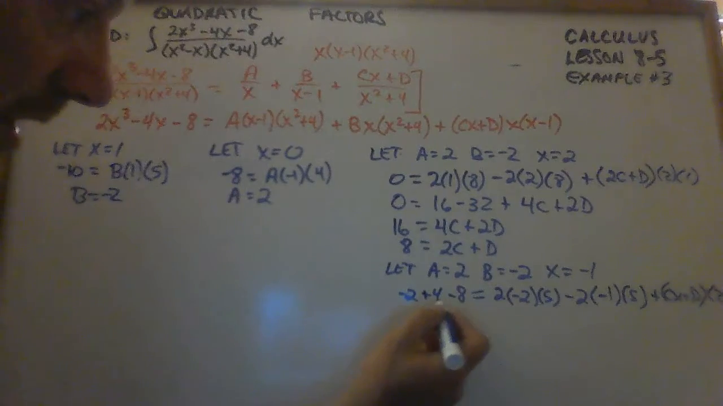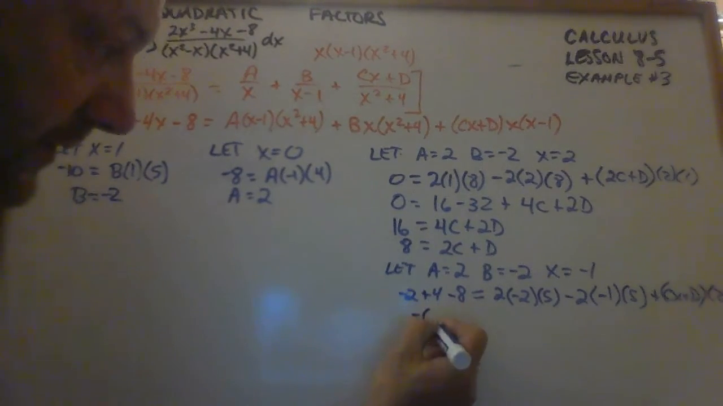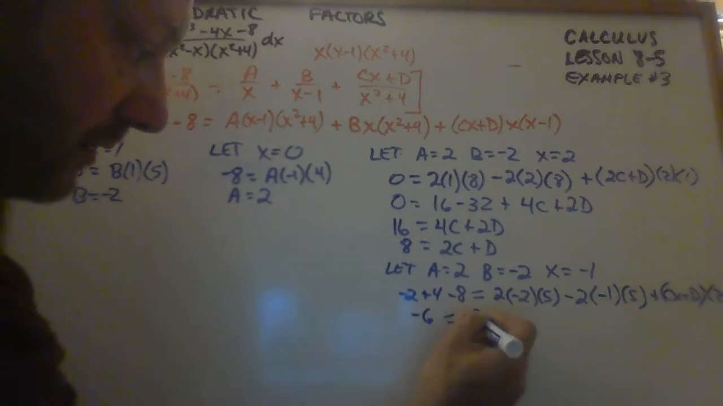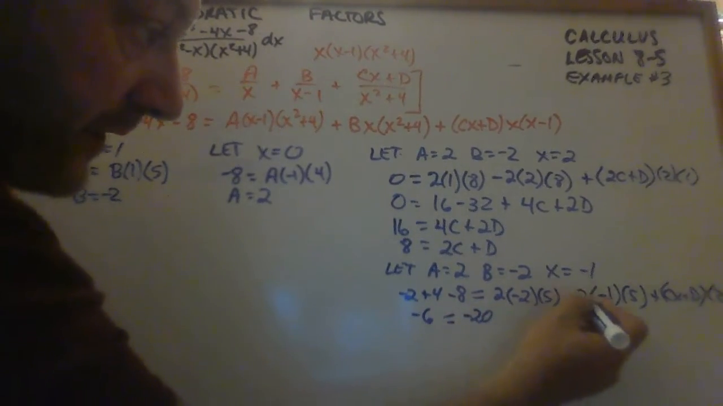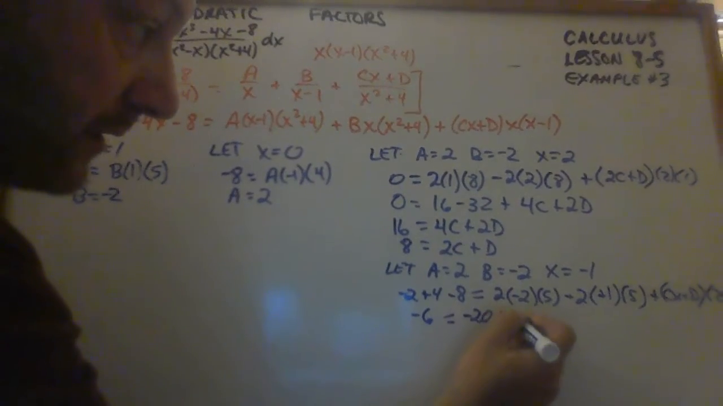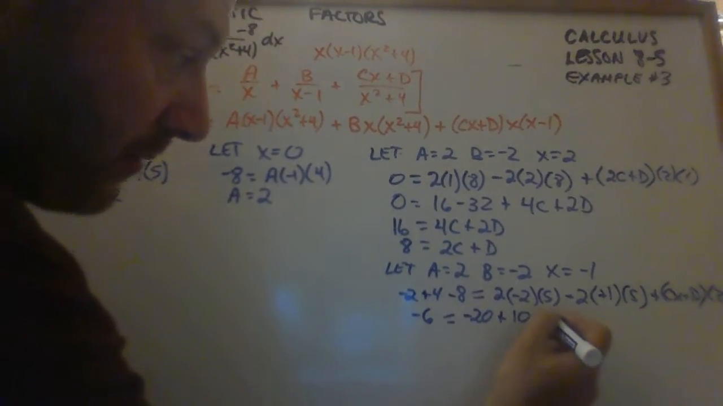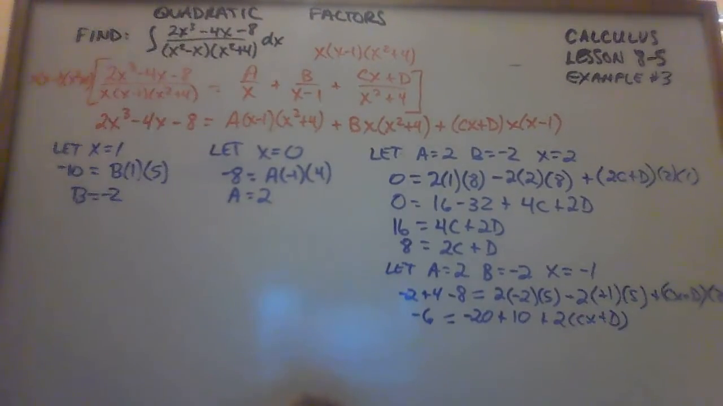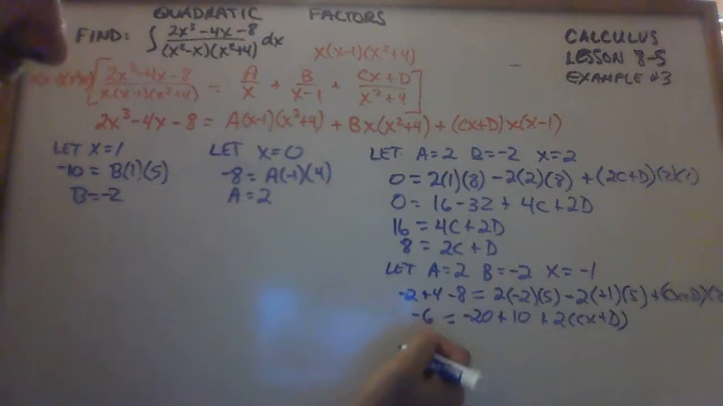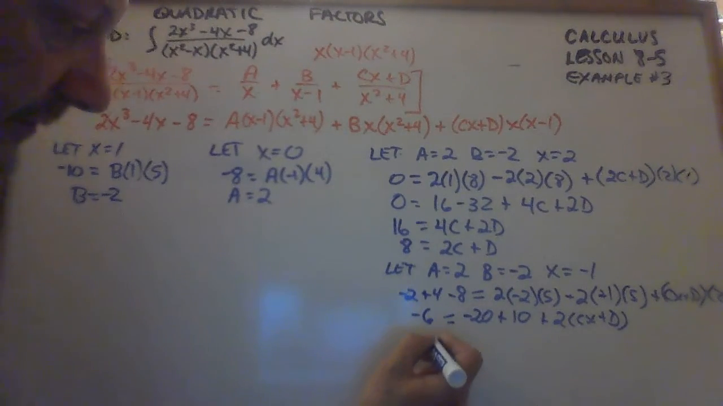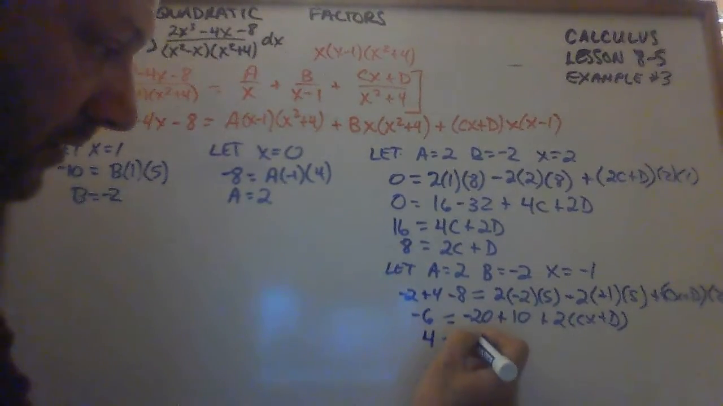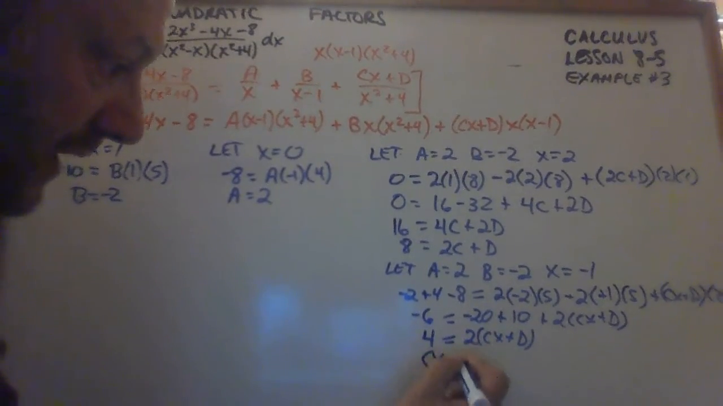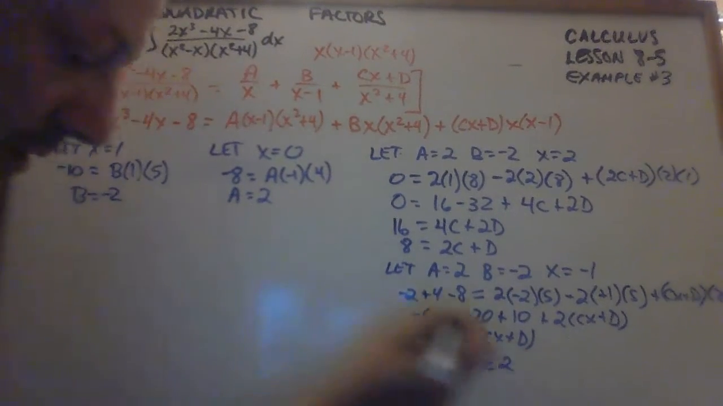Okay, so let's see, this would be negative 6 equals negative 20. Those cancel. That's plus 10. Plus 2 times cx plus d. So this is negative 10. If I move it over here, that's going to be plus 10 to both sides. So that's going to be 4 equals 2 times cx plus d. And I divide by 2, and I get cx plus d is 2.